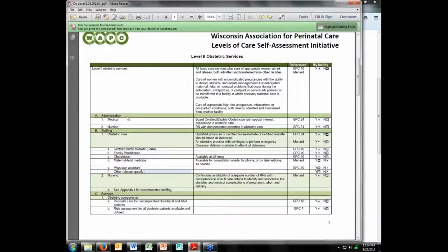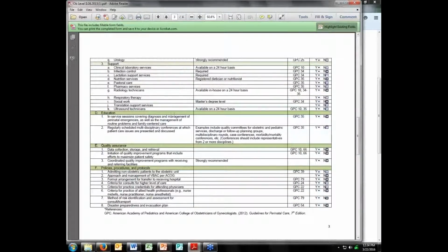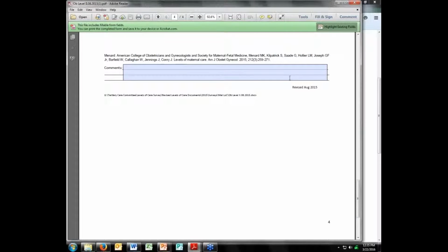We start with the administration as letter A, letter B is staffing, letter C is services, and you have to scroll down a little bit farther. Letter D is education. Letter E is quality assurance. Letter F is policies, procedures, and protocols. And then there's a space for comments, like if you say you don't have something, you can comment on that if you feel a need.